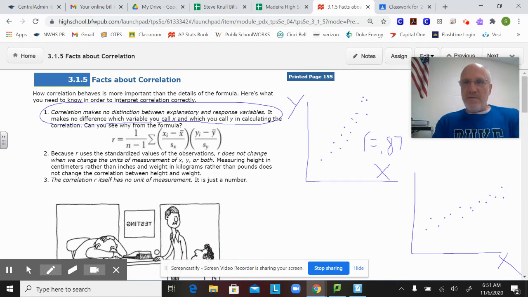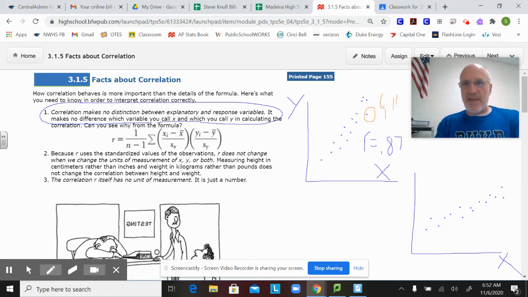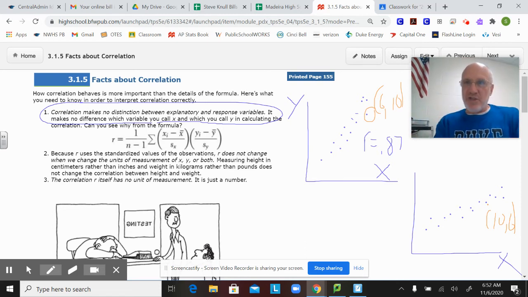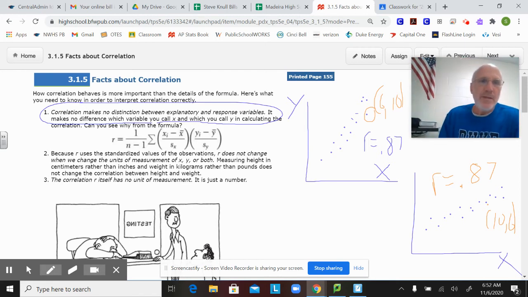My picture is not great, I realize that. If this right here is the point 6 comma 10, then this right there would be the point 10 comma 6. Like if I just did that to every point. The graph looks different, but how linear the points are does not change. So you've got to know that interchanging or switching X and Y does not change the correlation.